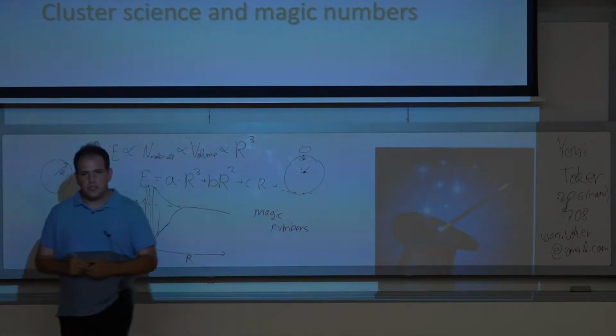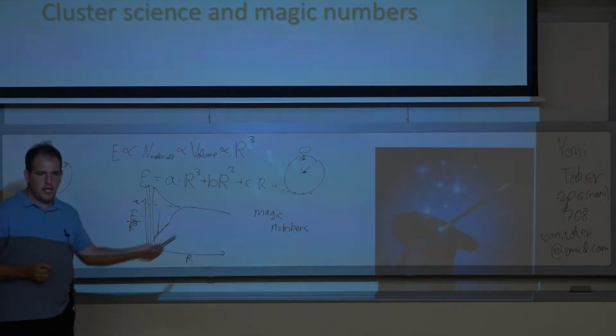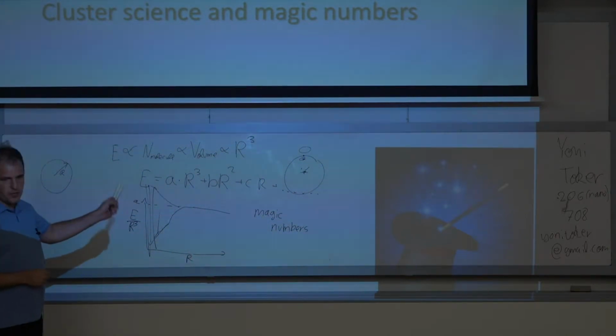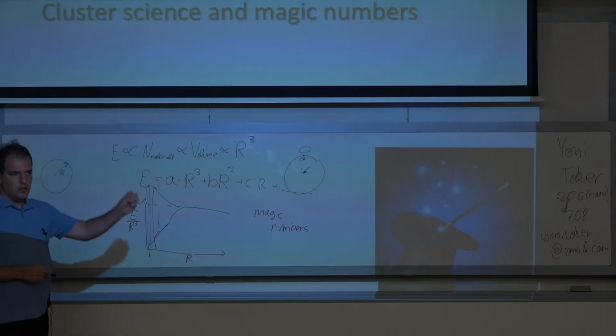So what we're going to see is that sometimes you take a drop of water and you add just one molecule to it and it can become much, much more stable. Or you add one molecule to it and it becomes much, much more unstable. And this is the phenomenon of magic numbers. So magic numbers will be numbers of molecules within this cluster where the cluster is very, very stable.